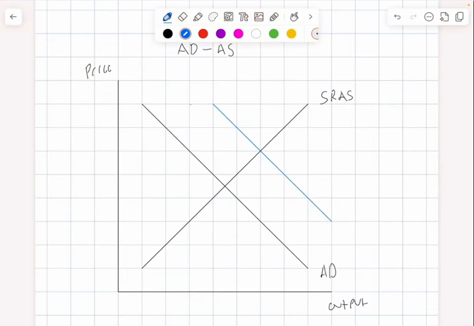So now we're at higher prices and higher output. That's the classical theory of money, classical theory of inflation. Now remember, in the long run, let's draw the long run.